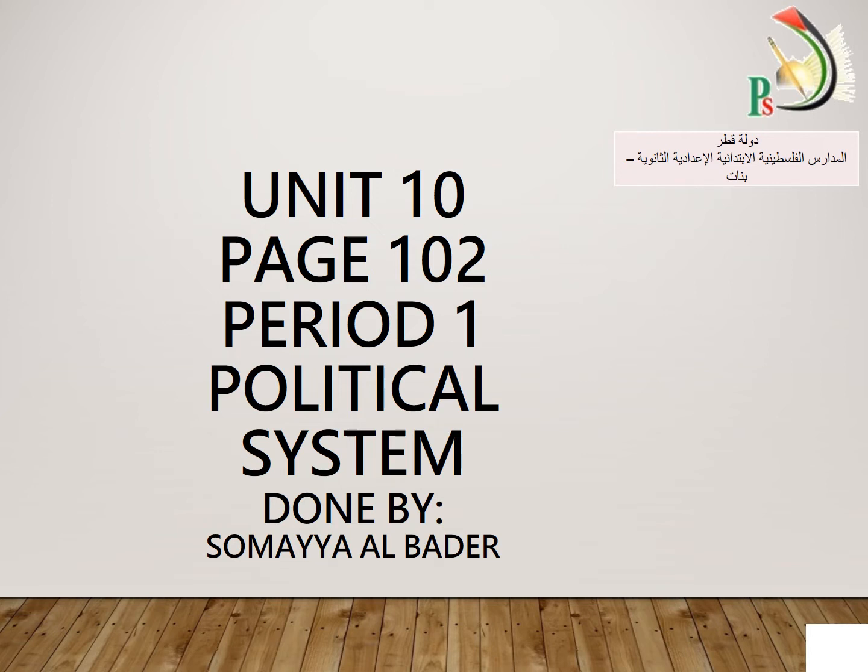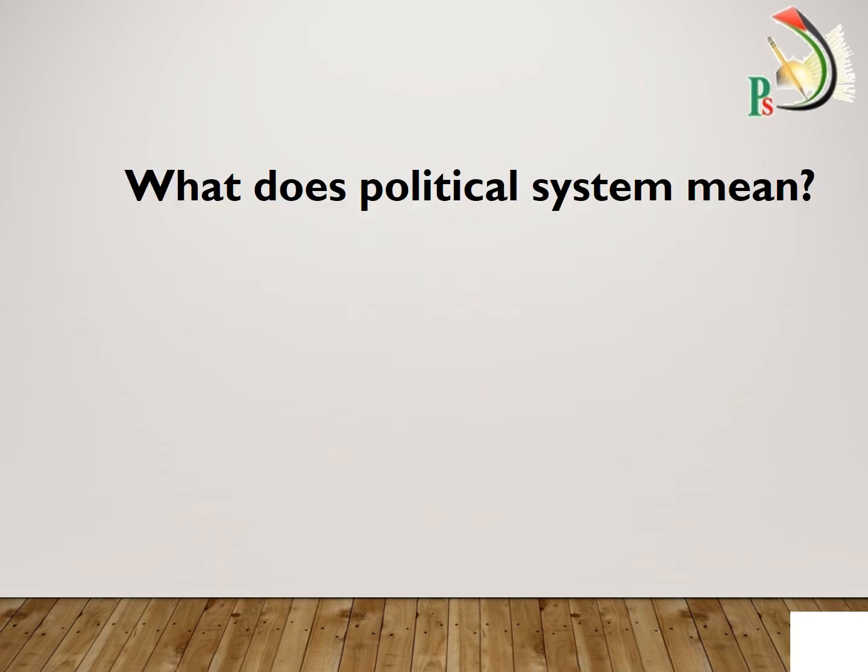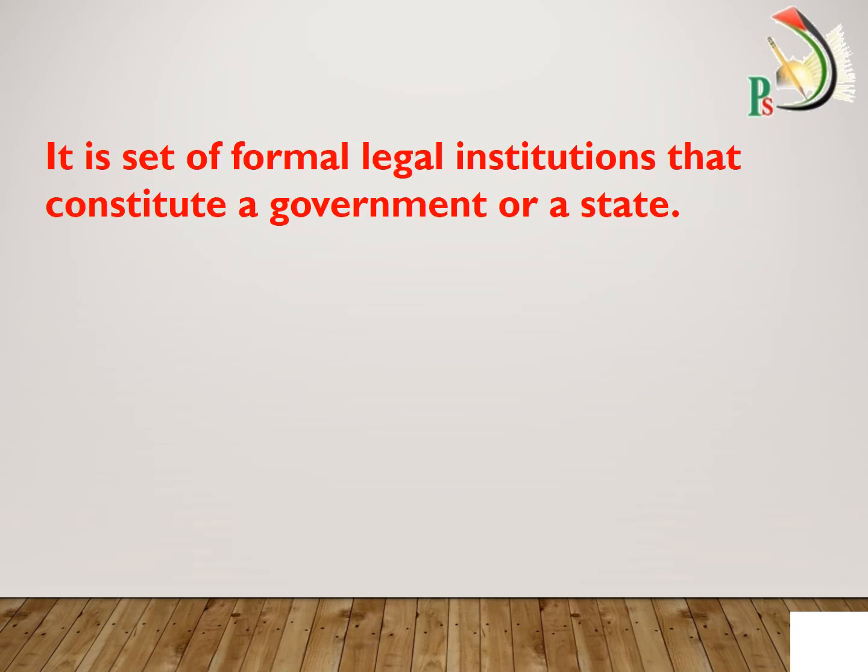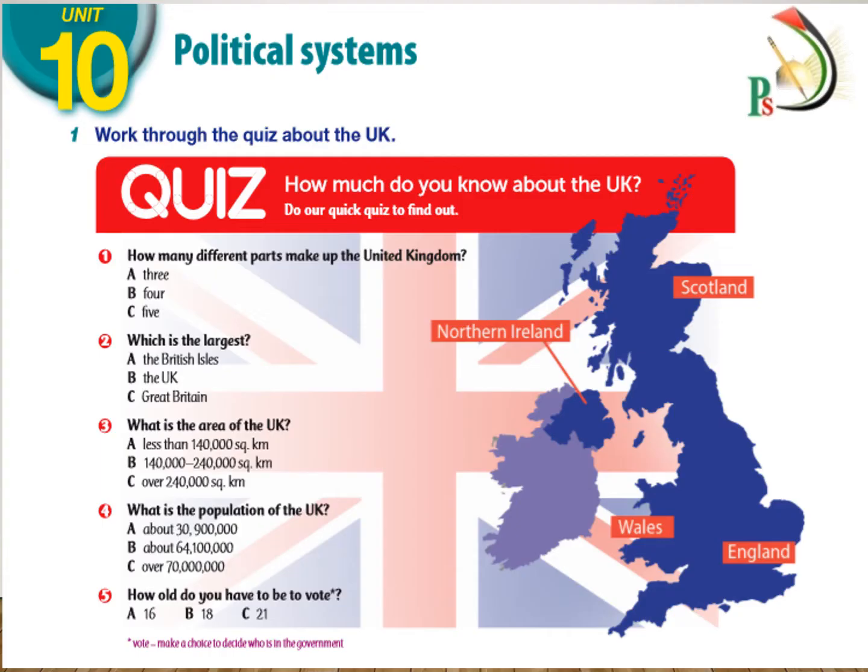Before I start my lesson, I will ask you a question. What does political system mean? What do we mean by political system? Political system is a set of formal legal institutions that constitute a government or a state. Now, open your book, page 102. Okay, my lovely students, as I said, the title of our lesson is political systems.